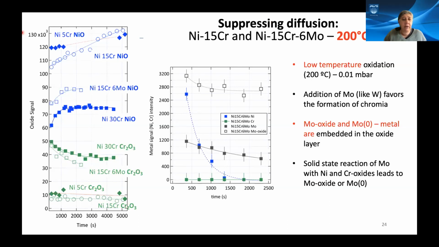So if you look here at the comparison, this is the oxide signal, just integrated oxide, dominated by chromia for the ternary. And if you look, the nickel 30 chromium, this is the chromia, this is the nickel oxide. If you look at the nickel 6 molybdenum, you see that it's very, very similar to the nickel 30 chromium, but not to the nickel 15.